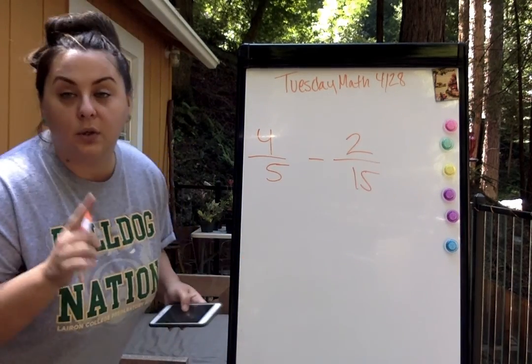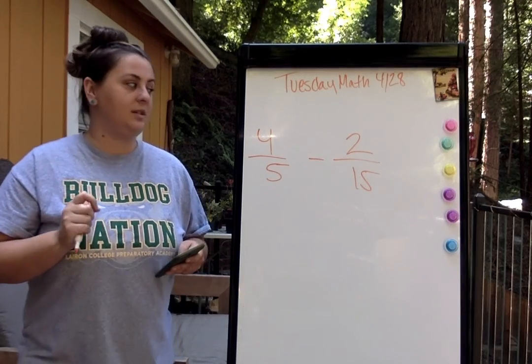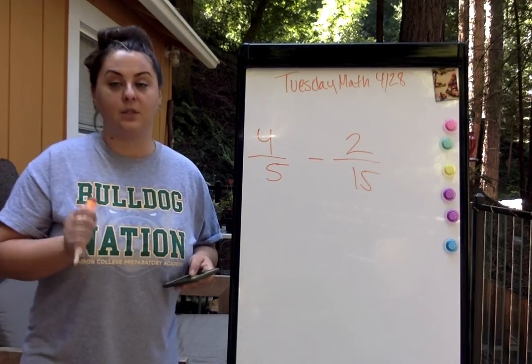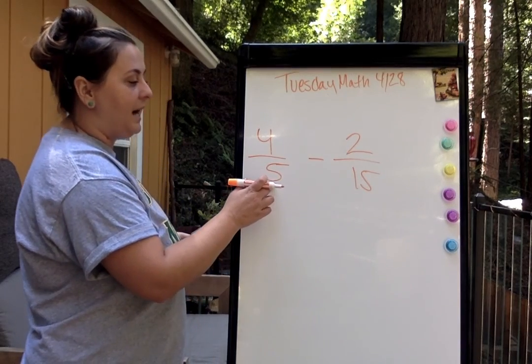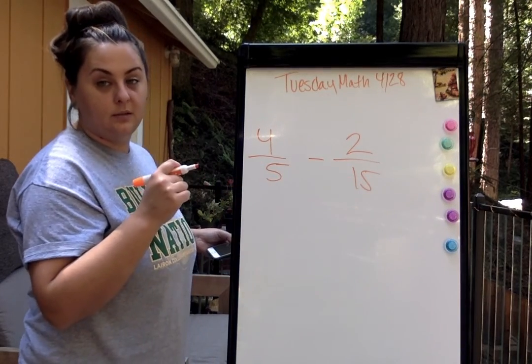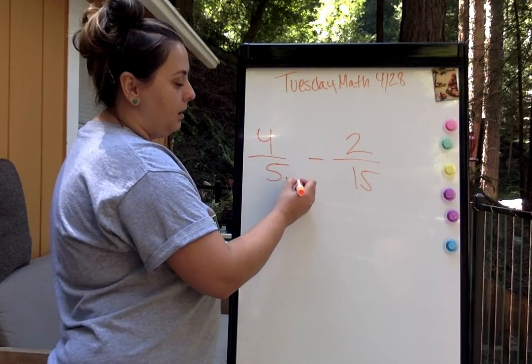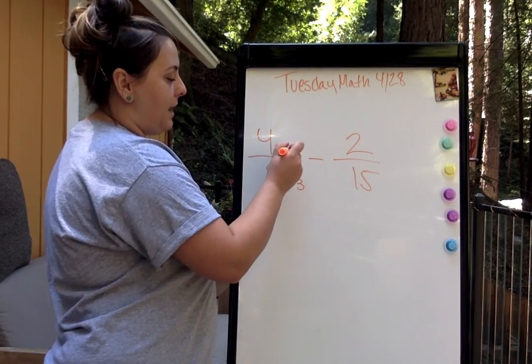2/15. Now you know that in addition and subtraction, you're going to have to find a common denominator. So I'm thinking, how do I turn a 5 into a 15? What do I times it by? 3. Whatever we do to the bottom, we do to the top.